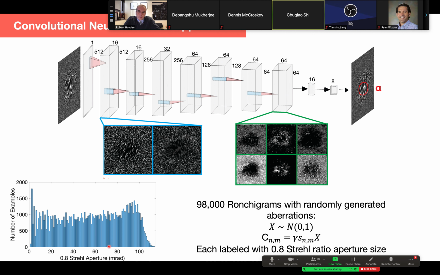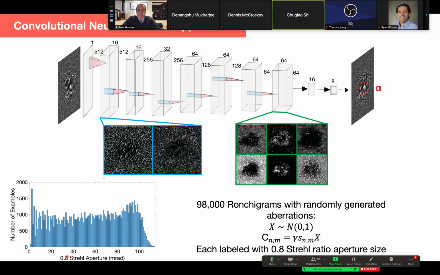So for this neural network to perform well, it's critical that you have a large set of data. In this case, we produced around 100,000 Ronchigrams generated with an even distribution across optimal aperture convergence angles. So if you randomly generate Ronchigrams, you'll run into the problem that you'll oversample. Most Ronchigrams with random aberrations are very poor, right? So you'll oversample the low convergence angles. So what you want to do is engineer a data set that has a nice uniform distribution across optimal convergence angles, in this case going from 0 to 100 milliradians. And we do this using, again, this 0.8 Strehl ratio metric, which can reliably predict the best convergence angle.